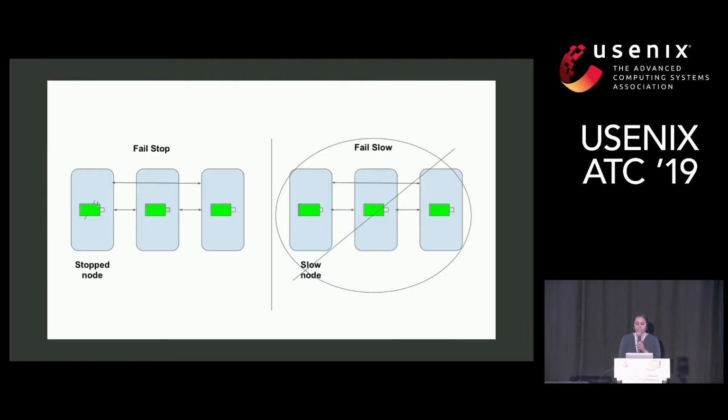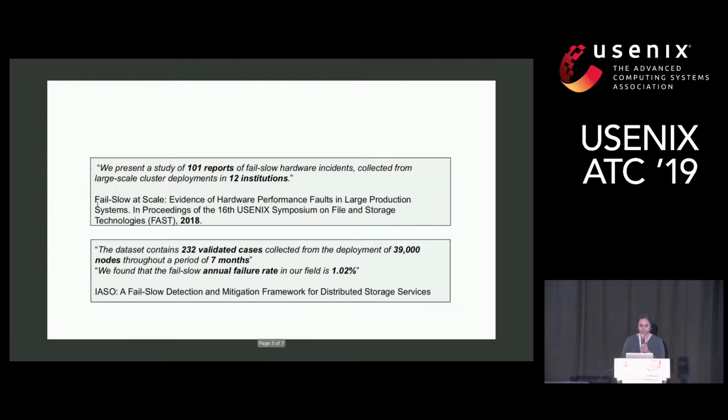But recent research reveals another class of faults called fail slow. Here, a faulty node does not completely fail. Instead, it just functions at a much lower performance than expected. A cluster that is designed for fail stop will not be able to detect a fail slow fault and can lead to a complete cluster outage.